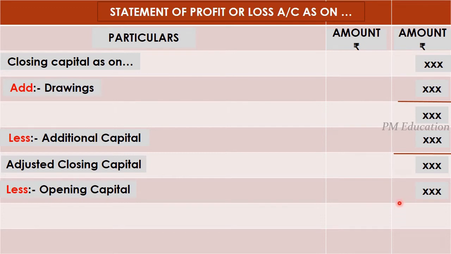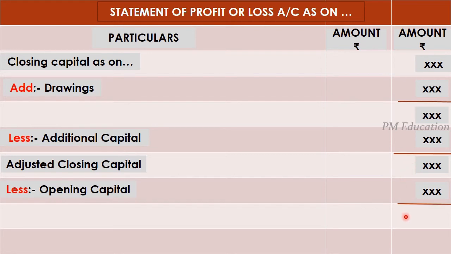Can you understand? So you have to see whether the closing capital is more than the opening capital. If it is more, we have to subtract opening capital from the closing capital. Now we will get profit. If the closing capital is less, we have to subtract the closing capital from the opening capital, and what we write will be a loss.